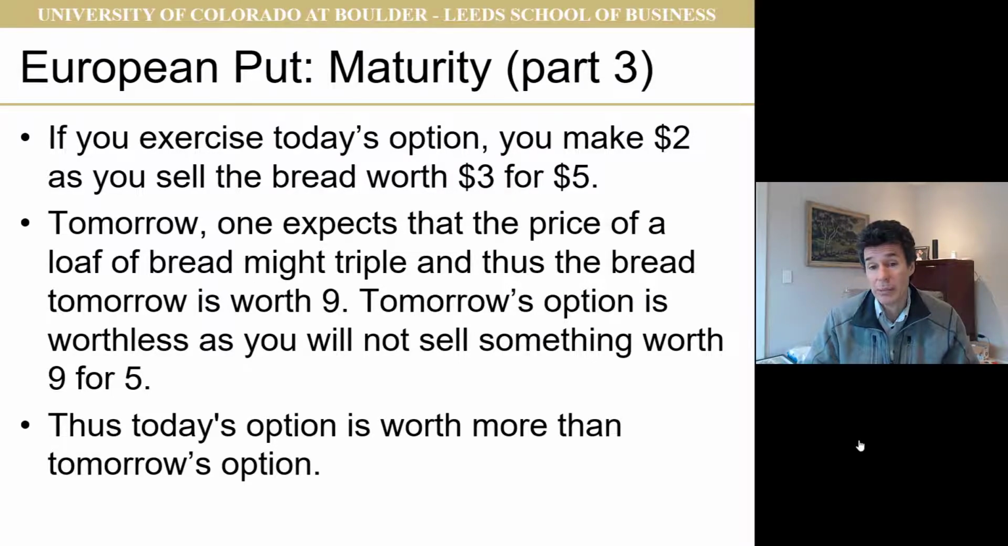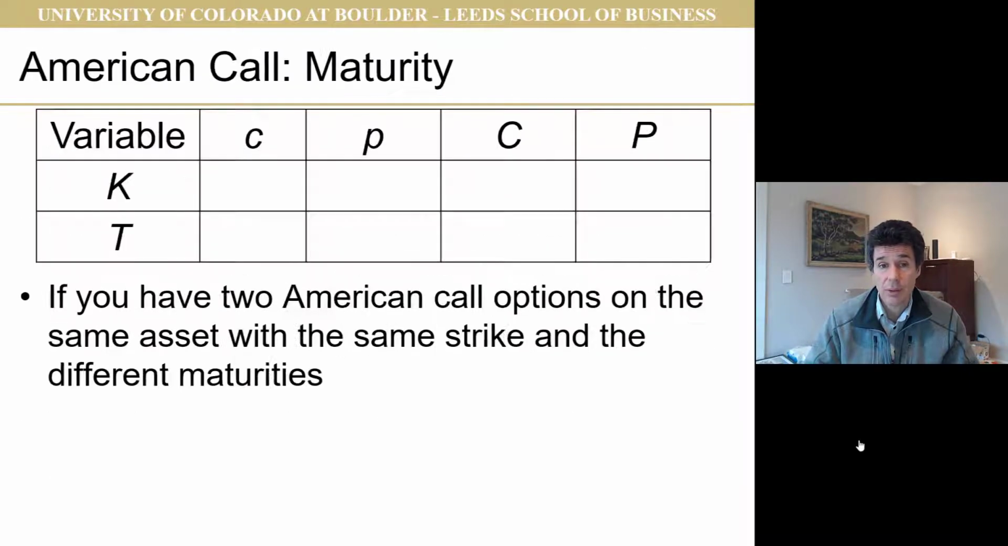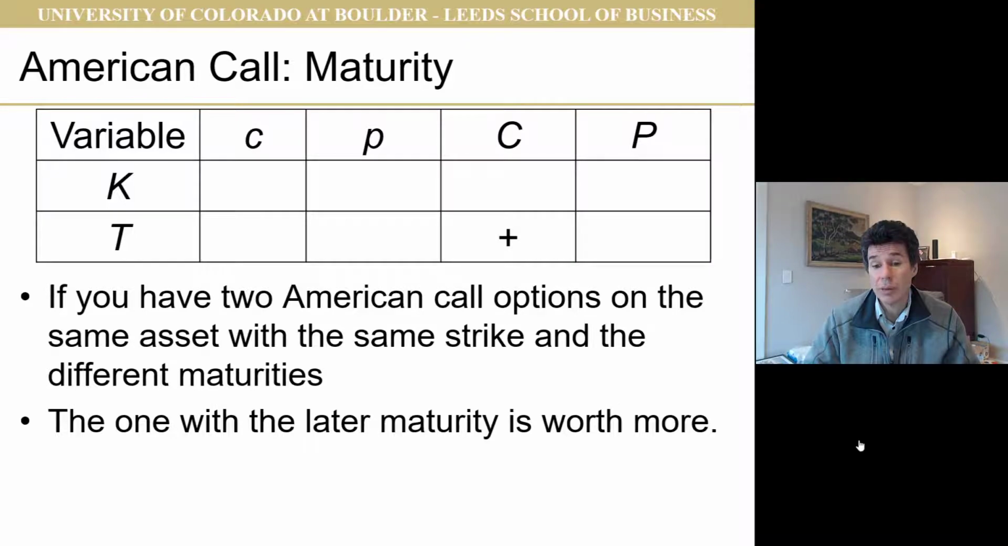Now, most of the time this doesn't happen, but you can see in certain circumstances this can happen. Okay, let's go back. American calls. If you have two American call options on the same asset with the same strike and different maturities, the one with the later maturity is worth more. And that one's pretty easy to see. So the one with the later maturity is worth more. Why? Because the one with the later maturity has all of the same exercise opportunities that the one with the shorter maturity has, plus some more for that last day.